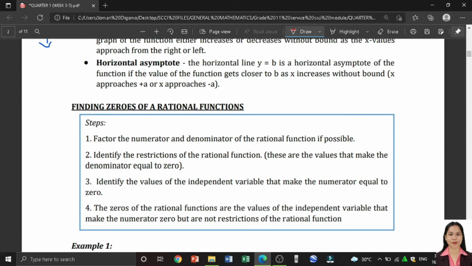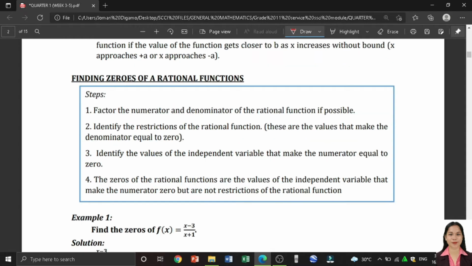So let us first find the zeros of a rational function. So these are the steps on how to find zeros of a rational function, or the value of x. The first one is you're going to factor the numerator and denominator of a rational function, if possible. If the denominator and the numerator are factorable, then factor them. That is the first step on finding zeros of a rational function.